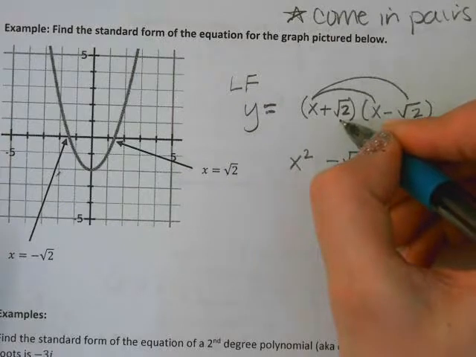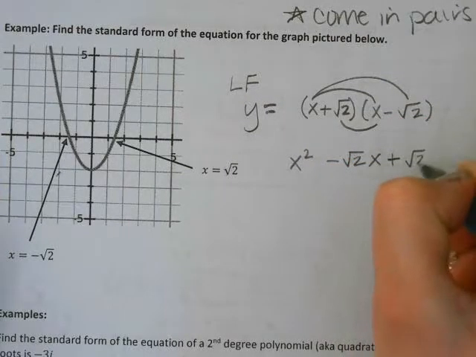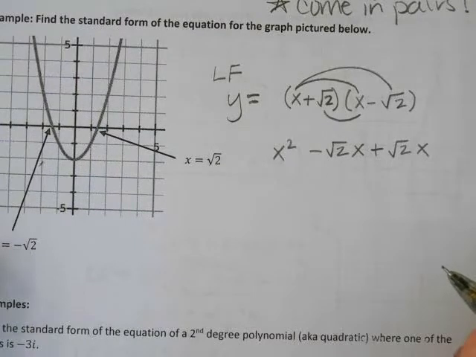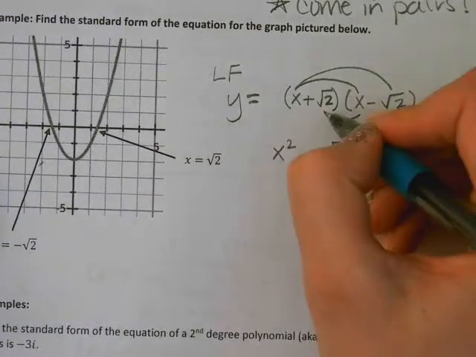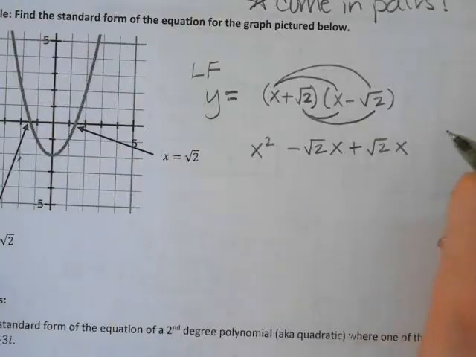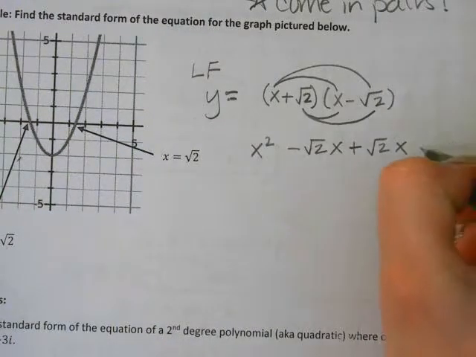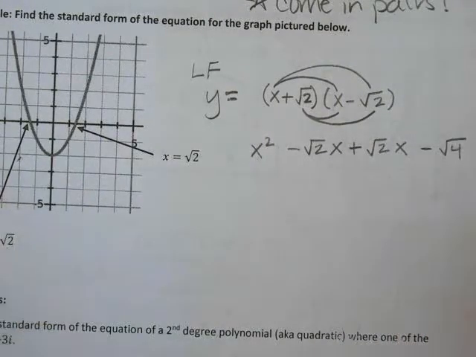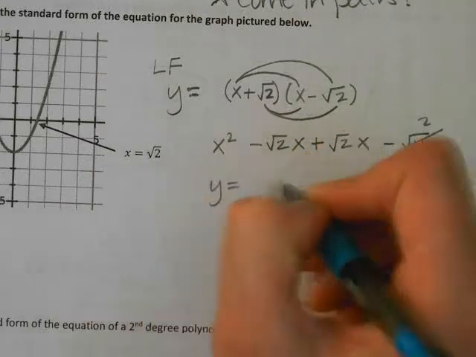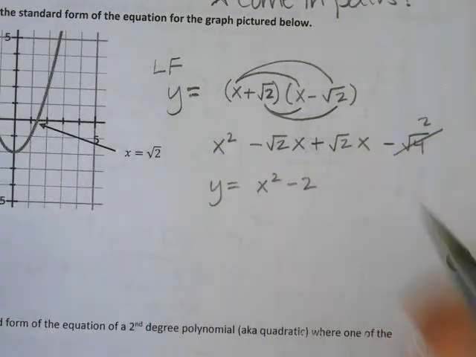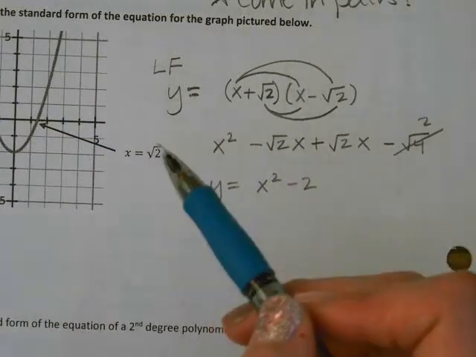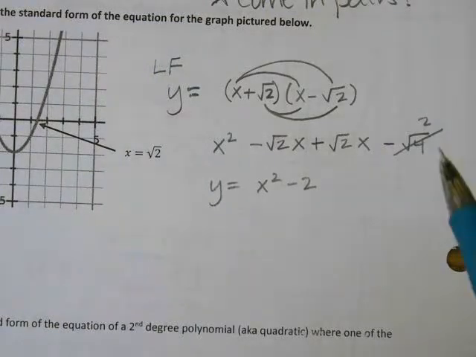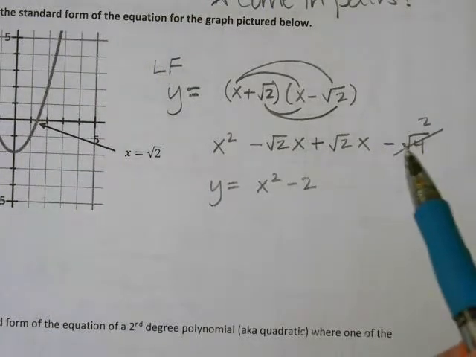Then we have positive square root 2 times x, so positive square root 2x. And what do you guys see about those? Those are going to cancel out, so things are getting nice. And then we have positive square root 2 times negative square root 2. A positive times a negative makes a negative, and square root 2 times square root 2 is square root 4, which is just 2. So what are we left with? X squared minus 2. Did you see how it didn't turn out as bad as it looked? When you have nasty looking x-intercepts, the nasty stuff will cancel out and you end up with a nice clean answer. Works out that way every single time.